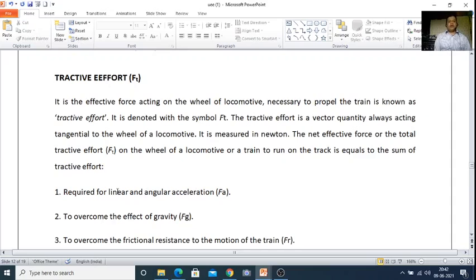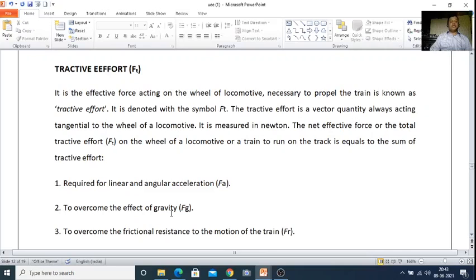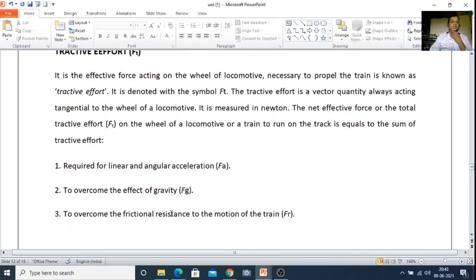The tractive effort or tractive force is a vector quantity always acting tangential to the wheel of the locomotive, and it is measured in Newton. The net effective force or total tractive effort Ft on the wheel of the locomotive or train to run on track is equal to the sum of the tractive efforts required for linear and angular acceleration Fa, to overcome the effect of gravity Fg, and to overcome the frictional resistance to motion of the train Fr.